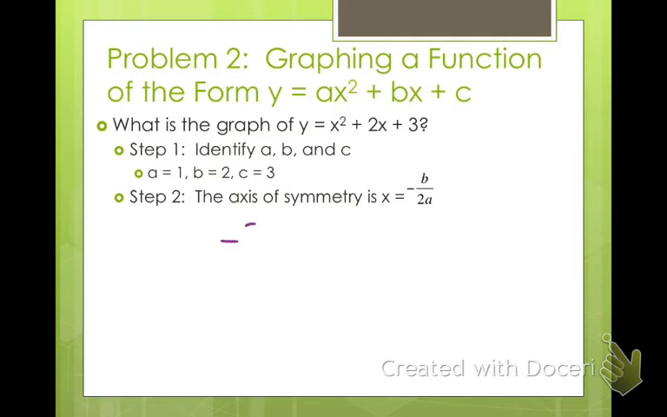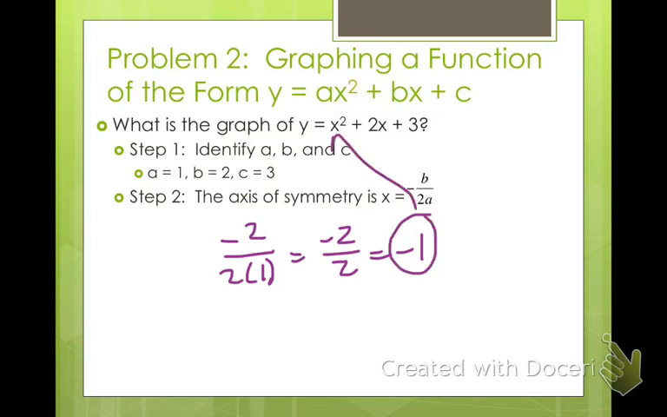So we have -2 over 2 times 1. So that's -2 over 2, which is -1. So we know the x-coordinate of our vertex is -1. Then in order to find the y-coordinate of our vertex, we plug that -1 in for x here and here, and then we simplify.